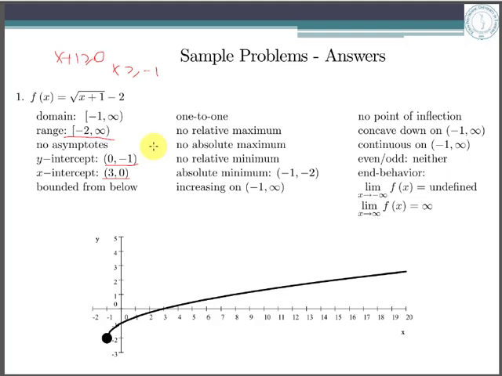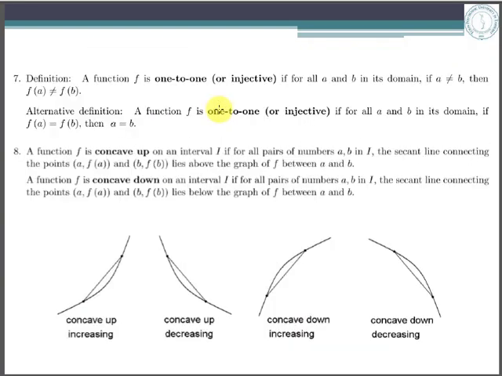And the next step, this is a one-to-one function. And what was the definition of a one-to-one function? Let's recall one more time. So f of x is one-to-one if for all a and b in its domain, if a is not equal to b, then f of a is not equal to f of b.